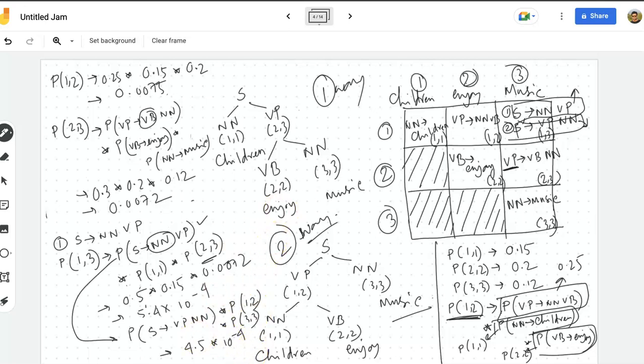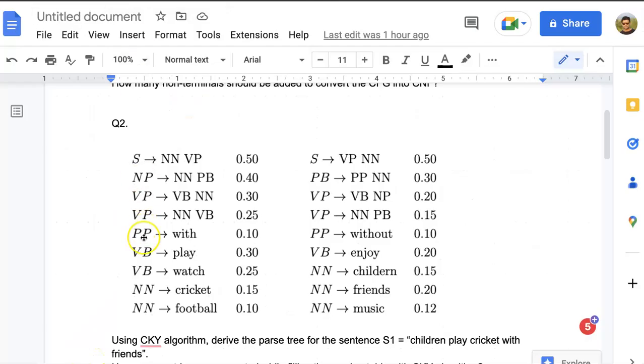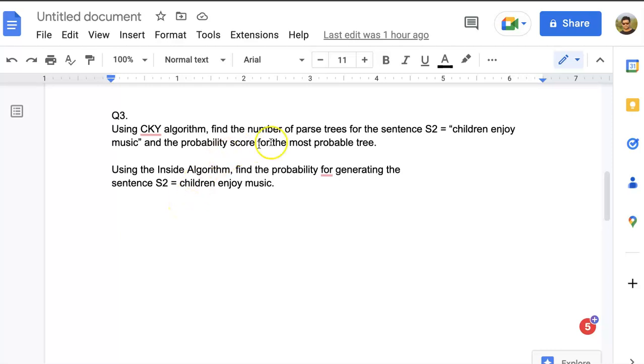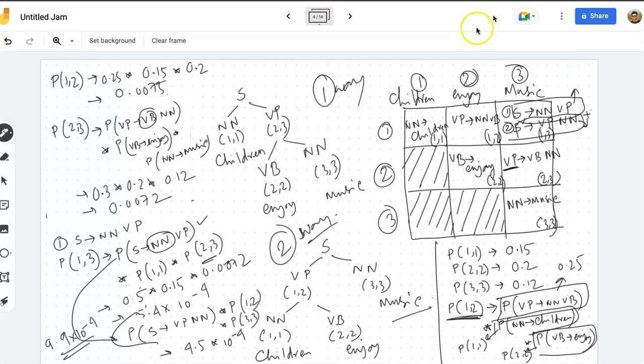Now the next question is, what is the total probability of the sentence? The total probability of the sentence will be the addition of these two probabilities. If you just add those two, the total probability of the sentence will be 9.9 into 10 to the power minus 4. So we have just got the probability score of the most probable parse, and the next question is, using the inside algorithm, find the probability. Basically, the inside algorithm is nothing but this: there are two paths, and we just need to add them.